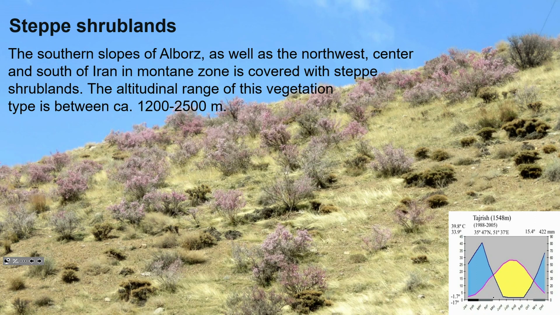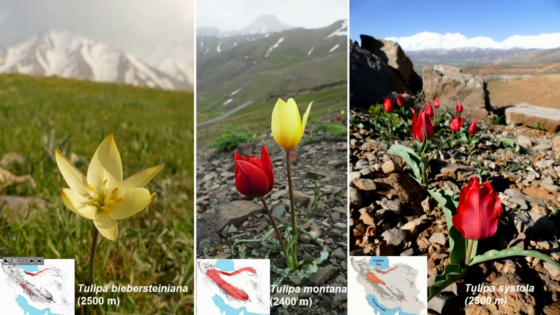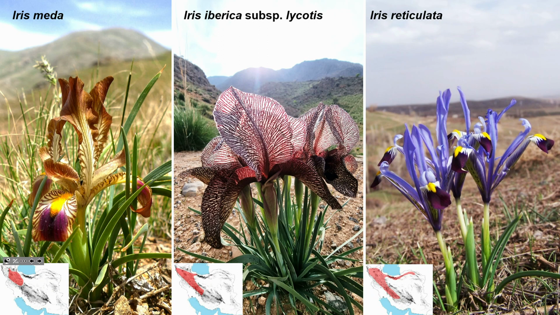And now we go a bit higher in these vegetation types, to the higher elevation, close to the subalpine zone, but still among the species distributed in the montane to subalpine zone, like these Tulipa species, Tulipa systola, Tulipa montana, Tulipa biflora, or some beautiful iris species, Iris reticulata, Iris iberica, and Iris meda.